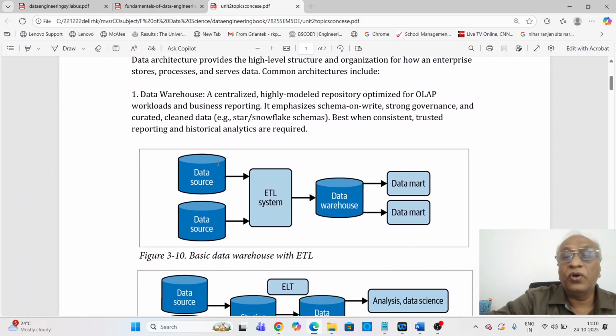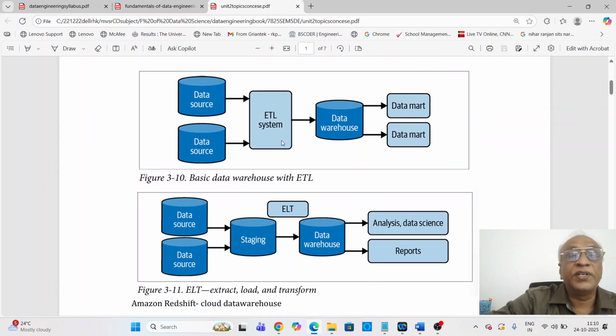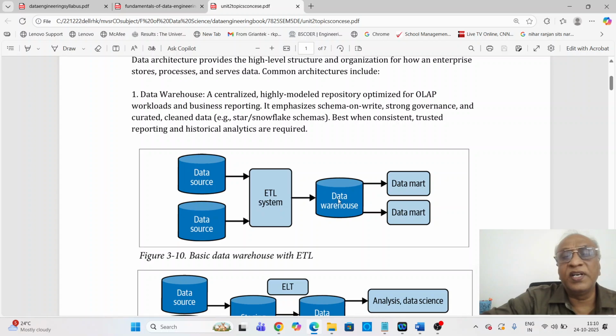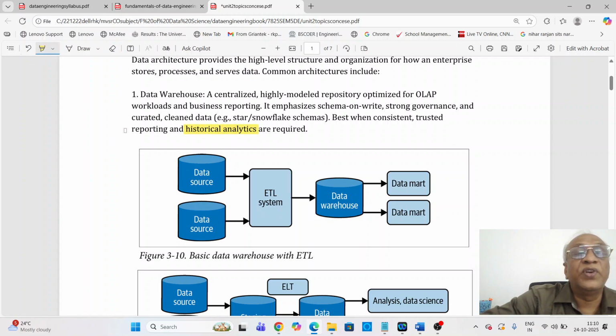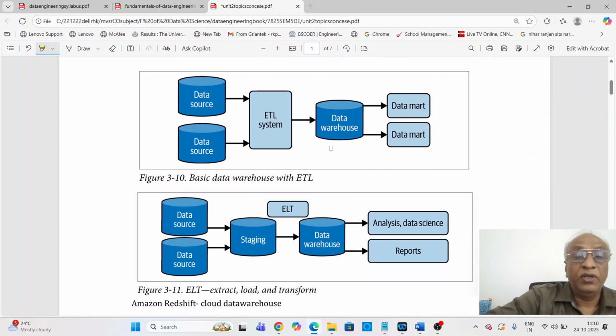Okay, so this is the typical representation of a data warehouse. You have multiple data sources. You have an ETL system. ETL is extract, transform, load, and you have subsets of the data warehouse called data marts. You can treat a data warehouse as huge storage as compared to a database, and it is basically used for historical analytics, visualization, and reporting purposes. As compared to ETL, you may have ELT also.